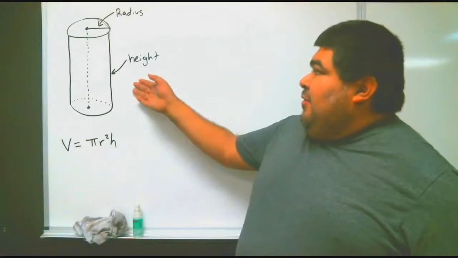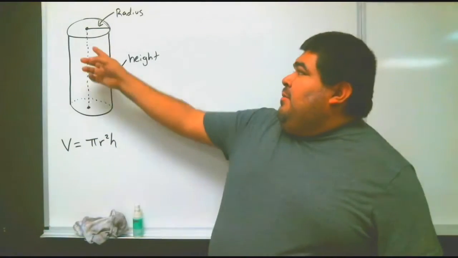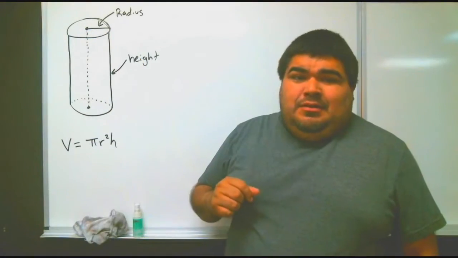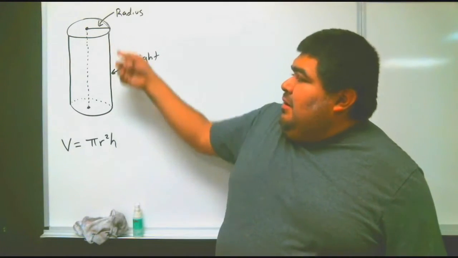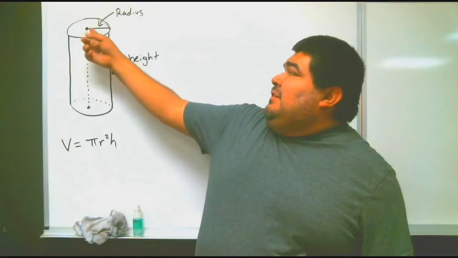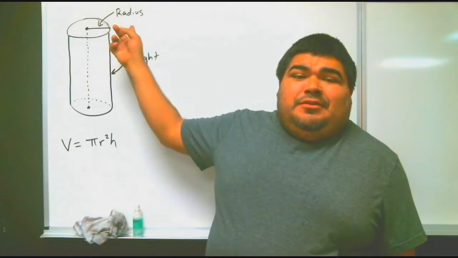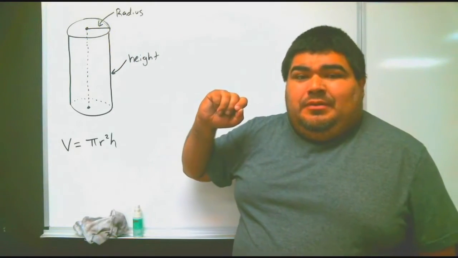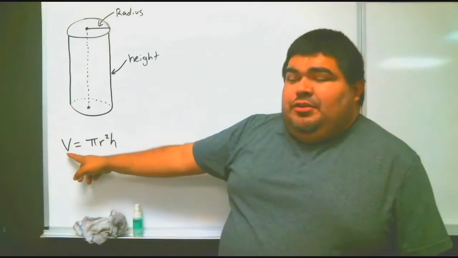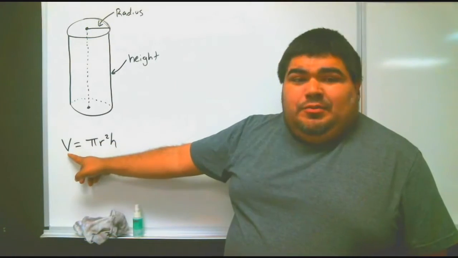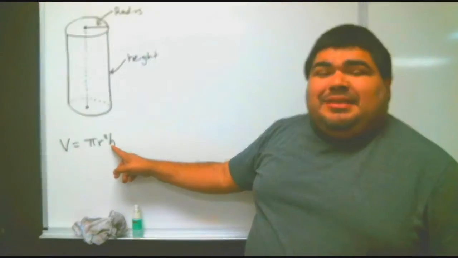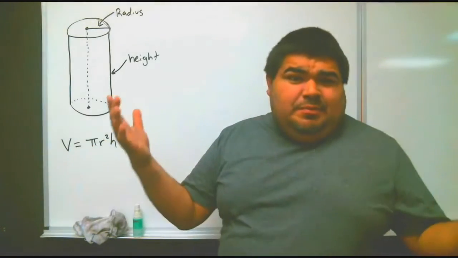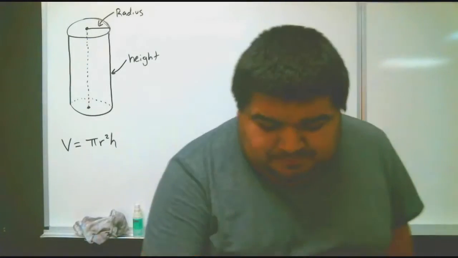So here we have our cylinder. Remember our radius, our height. Our height is how tall it is. Our radius is how far it is from the center to the edge. The equation we're going to use today is volume, or V, equals pi r squared times height. Very, very simple equation.